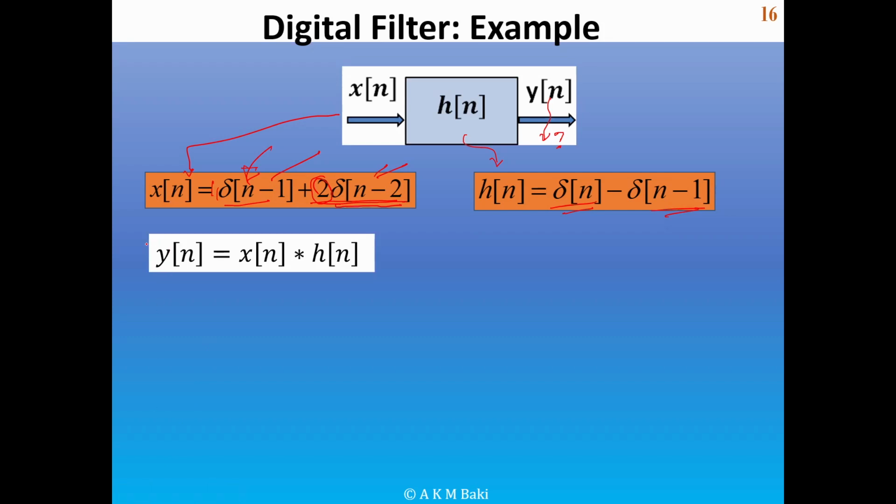So to find y of n, we know this is the relation, the convolution relation. In this case, without applying the convolution sum or the convolution property, we will use the Z transform because it is easier if you can understand. So we can find out X of z, and we can find out H of z.